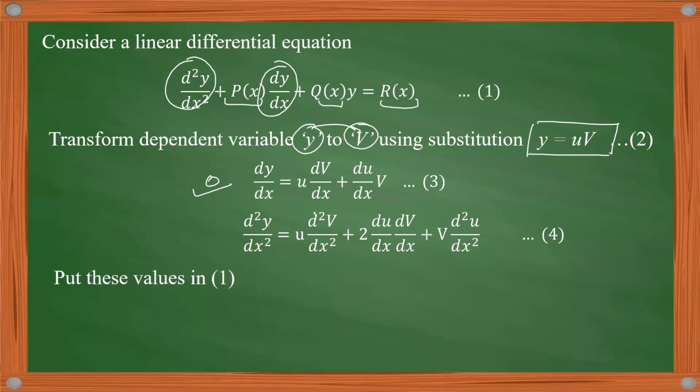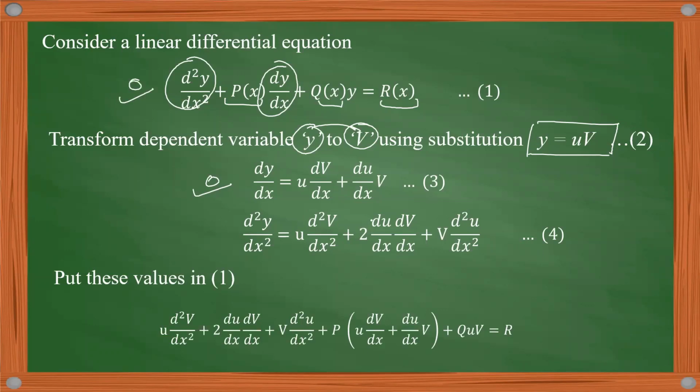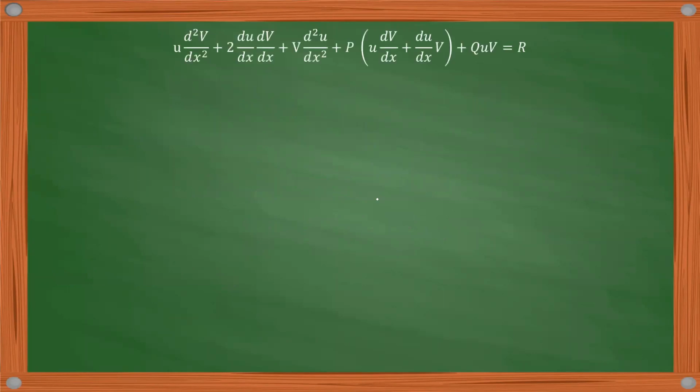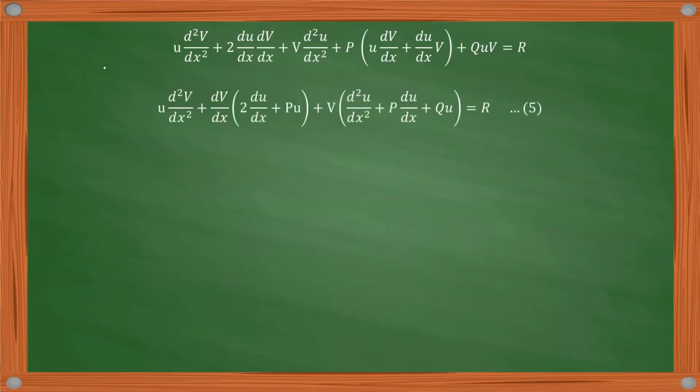Now we will put both of these values from equations 3 and 4 into our equation number 1. So our equation 1 will be reduced to this kind of format. The next part is the similar equation that we have written in the previous slide. Now just make it simple.